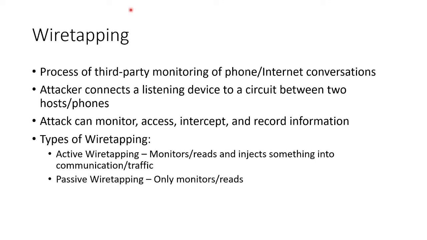Now, wiretapping is sort of the predecessor of sniffing. Wiretapping is mostly what we do against phone lines, although you can do it against internet connections as well. It goes back to the old law enforcement days when they would tap into your phone and listen. But attackers can do the same thing. You attach a listening device, and in those days it was just a phone with 2 clip leads, to a circuit, like a telephone circuit, and you would listen. You could monitor and access and intercept and record information. And you could actively inject something into the communication, or you could just simply monitor and listen and read, and just be passive.